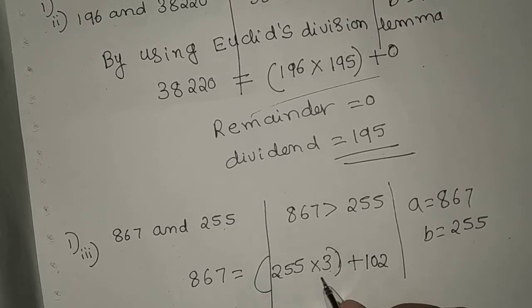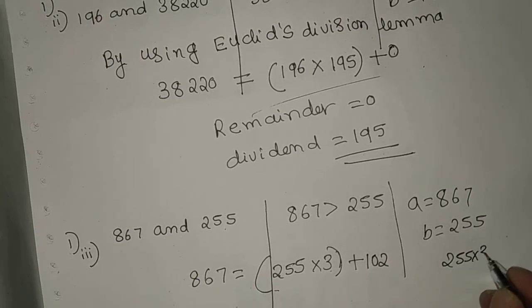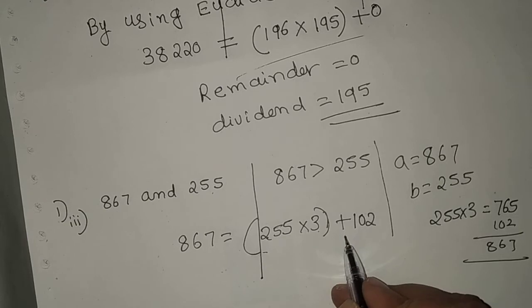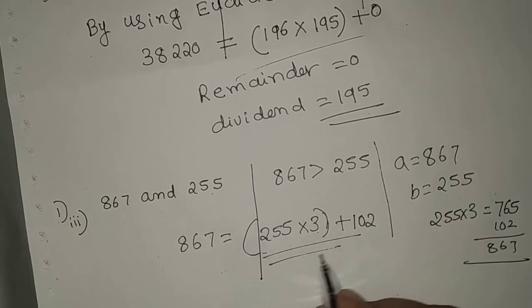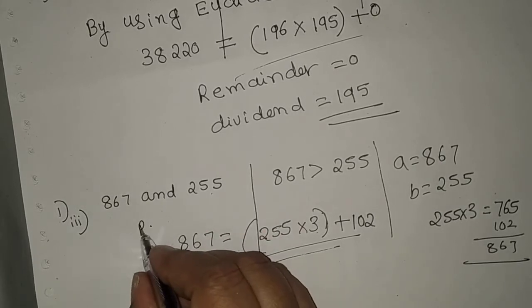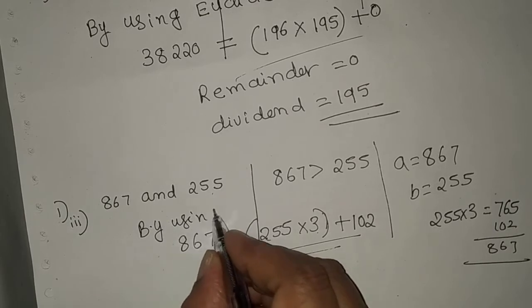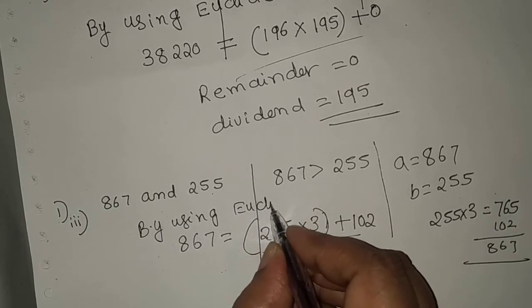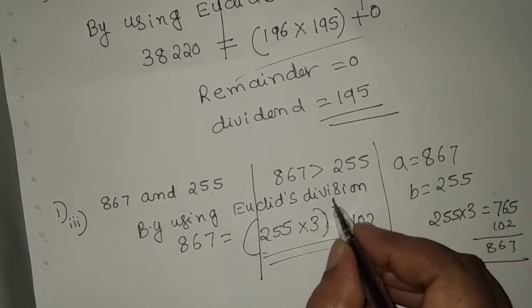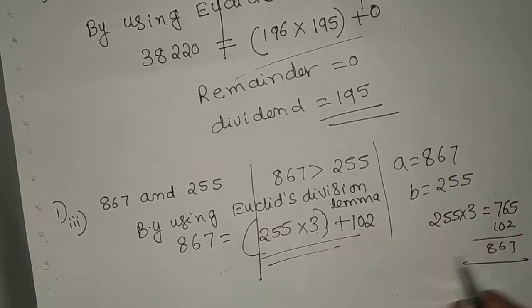255 into 3 is equal to, this is just working, 765. 765 plus 102 will become 867. Therefore, what is the remainder? The remainder is not 0 here. So we have to apply once again, using Euclid's division algorithm. I have not written the first step, just write this. So we get this.